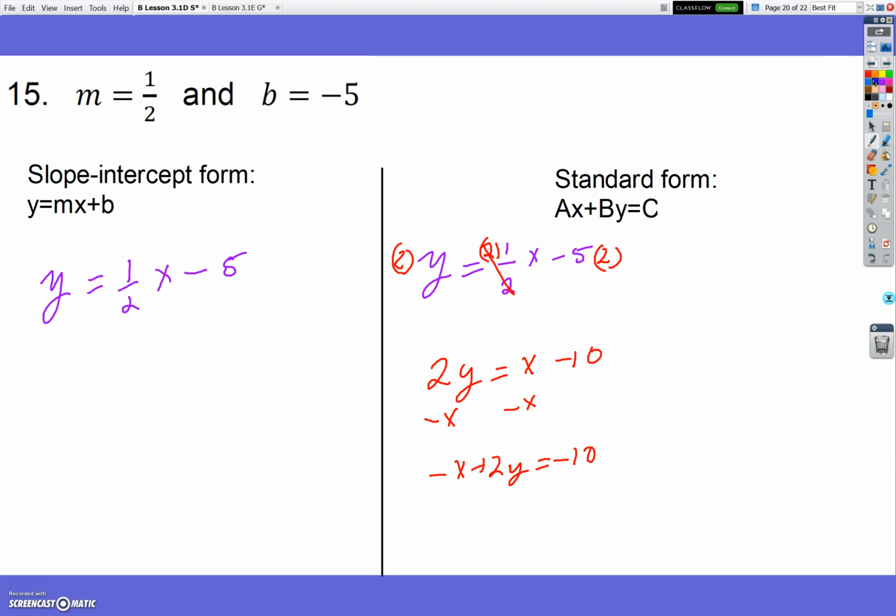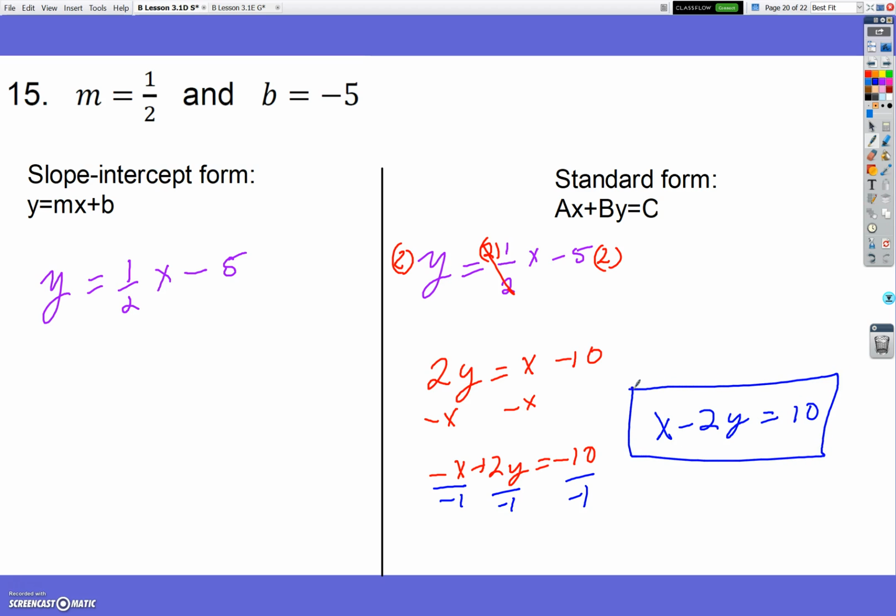My last step, what I want to do is get rid of any negatives. Excuse me, I take that back. My next step, what I want to do is to make sure that my a value, the number attached to x, is positive. Right now it's negative, so what I'm going to do is divide each and every term by negative 1. This would give me x minus 2y is equal to positive 10. This is your final answer in standard form.